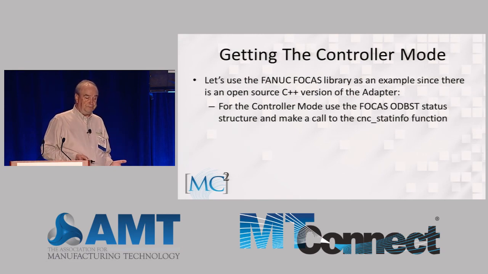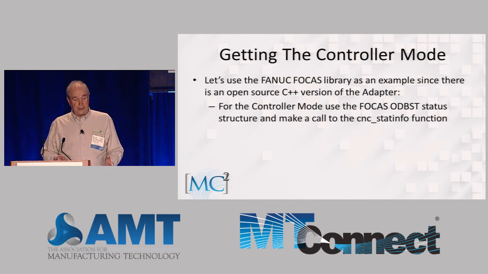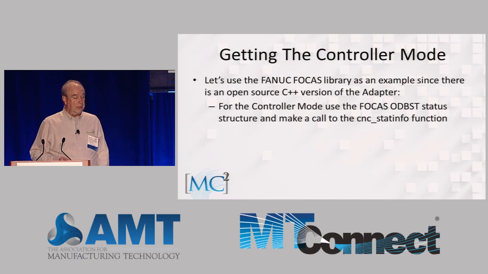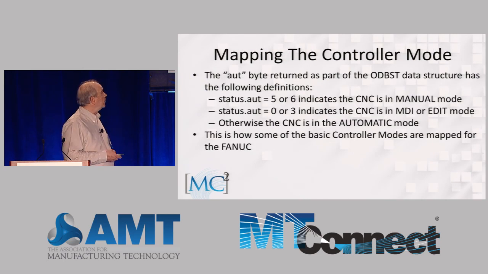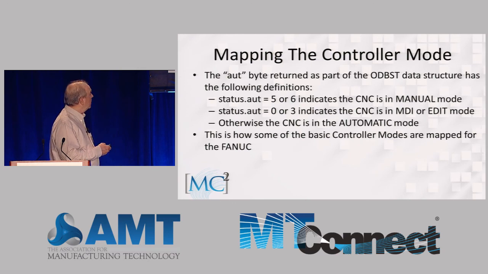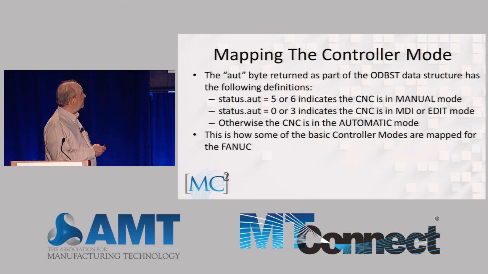Okay, to get to the controller mode, we'll use an example from the C++ library that uses the FANUC FOCAS library to get information from the FANUC control. So if we want controller mode, then we're going to use the FOCAS ODBST status structure and make a call to the FANUC library using the cnc_statinfo function. What that will return to us is a status variable that will have a byte that will indicate if the byte value is 5 or 6, then the CNC is in the manual mode. If the status byte is 0 to 3, it indicates that the CNC is in MDI or edit mode. Any other value, the CNC is assumed to be in the automatic mode. So this is how some of the basic controller modes are mapped.